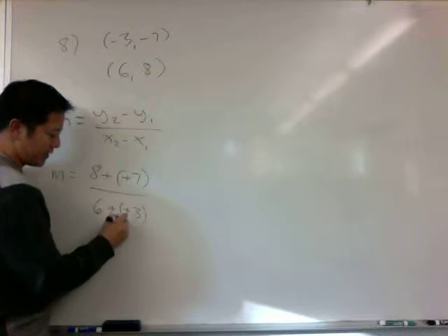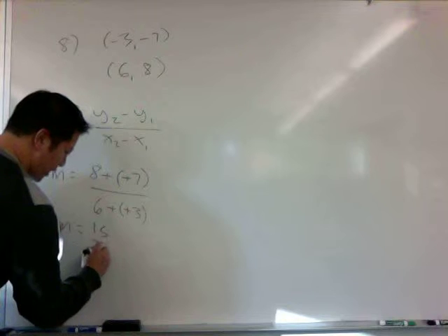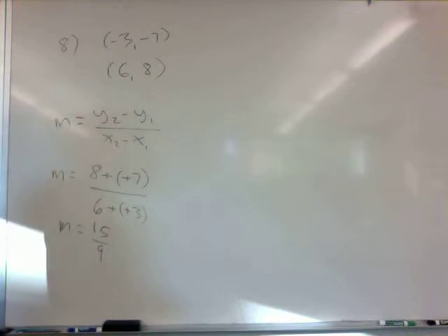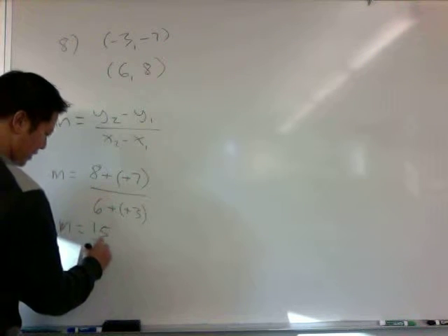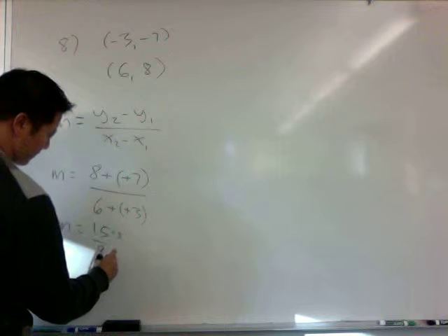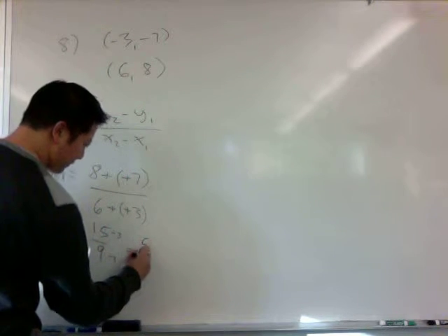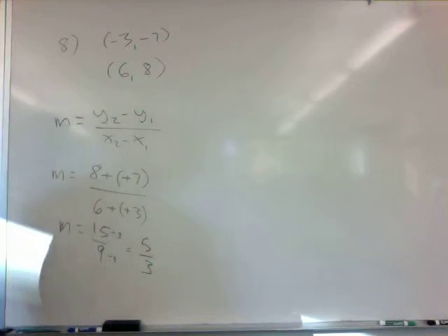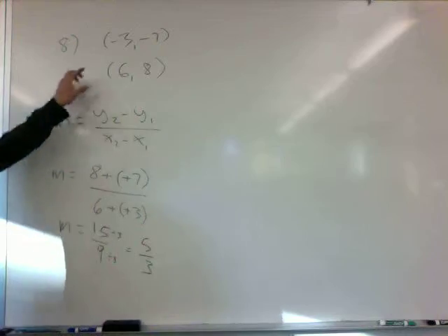So we can make it into this so that the slope ends up being 15 over 9. But that is not simplified. We can reduce that fraction. Each of those numbers is divisible by 3. So that's actually equal to 5/3. So we have a slope of 5/3 where we chose this point first.